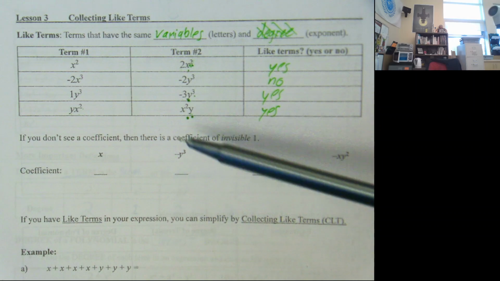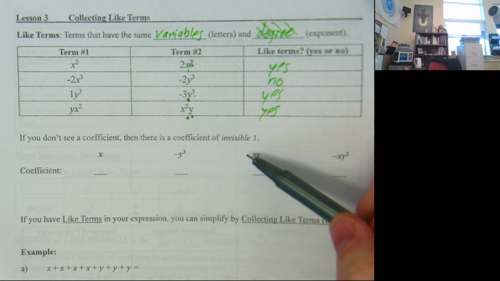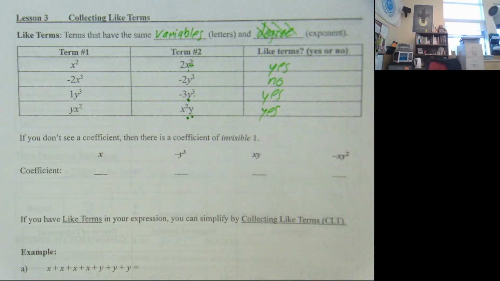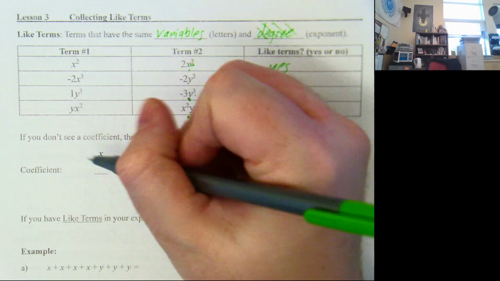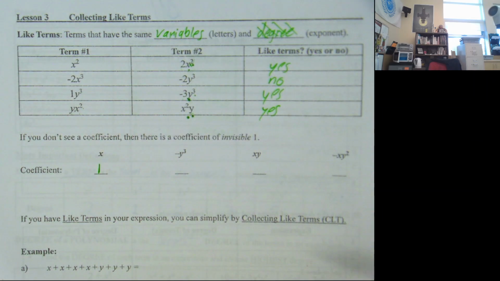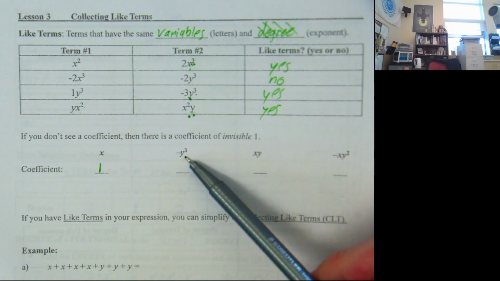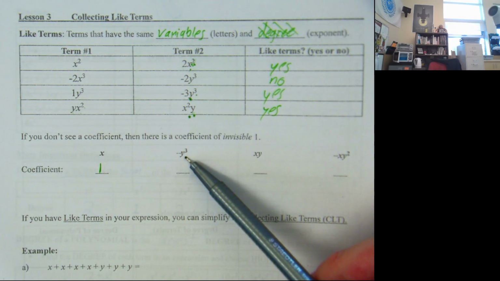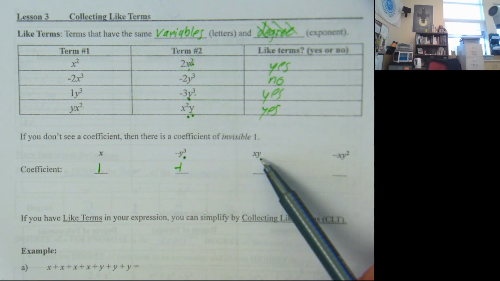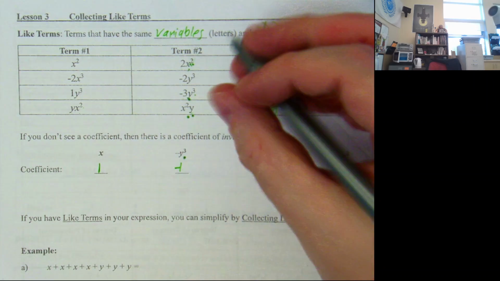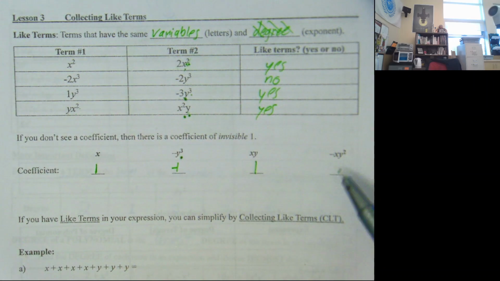If you do not see a coefficient, then the coefficient is an invisible 1, which we talked about on Friday, which we'll talk about here again. So the coefficient on this guy is 1, and you have to include the sign out front. So the coefficient on this guy is going to be -1. The coefficient on this guy is a 1, you betcha. And the coefficient on this guy is a 1, you bet.